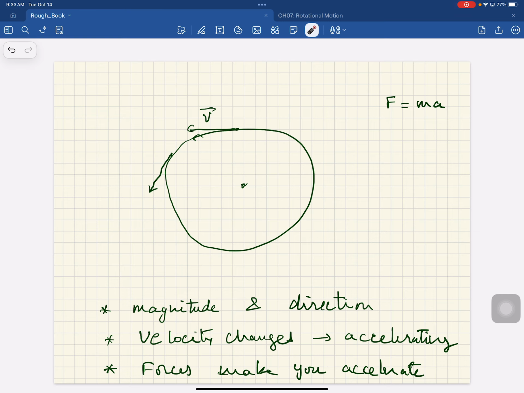You are accelerating. So whenever you're going around in a circle, even at a constant speed, you're accelerating because your direction is changing. And it turns out that the acceleration is towards the center of the circle. It's called centripetal acceleration. And how big is the centripetal acceleration? It's your speed squared divided by the radius of the circle. R is the radius of the circle. I'll draw that.